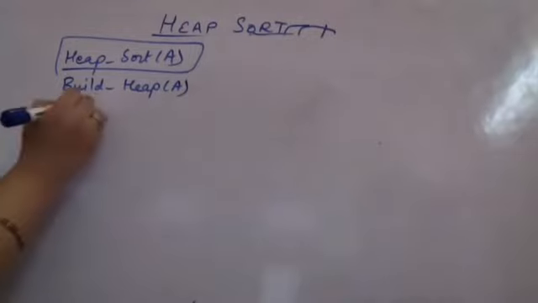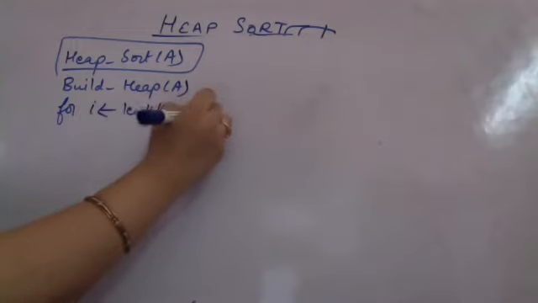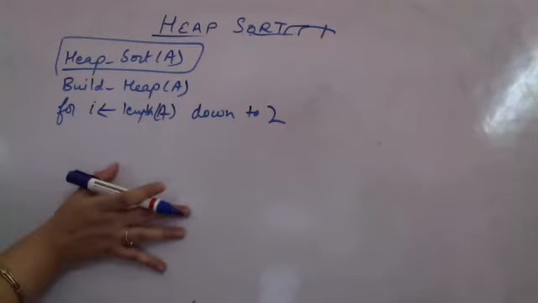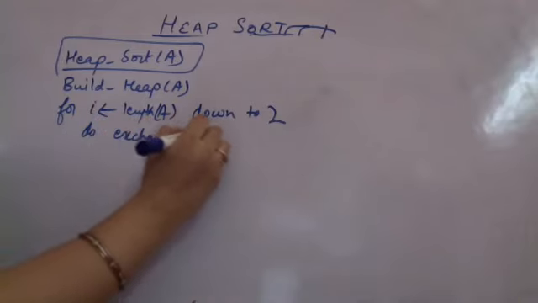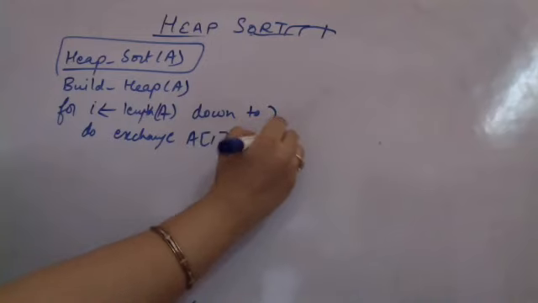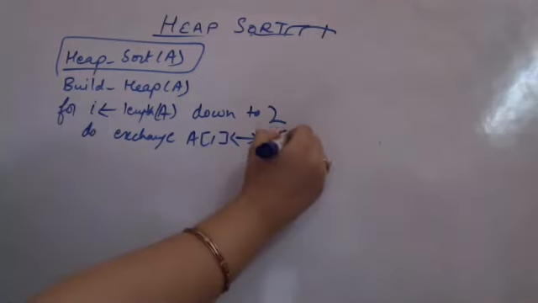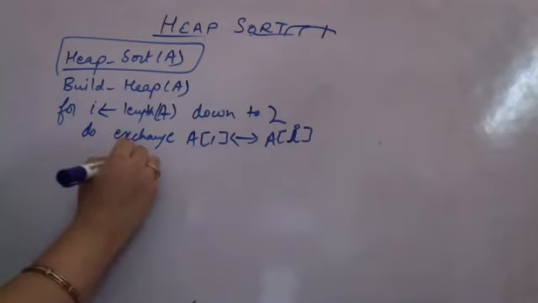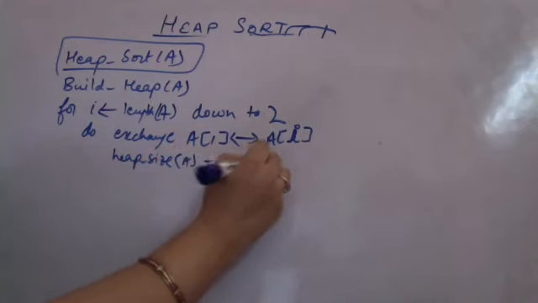After doing that, I am beginning with the length of A, whatever my list is, down to 2. What do I have to do? I have to exchange the last element with the first element. So do exchange A of 1 and A of the last element, which is currently in I, right? And I am also reducing the heap size. Heap size of A is equal to heap size of A minus 1.